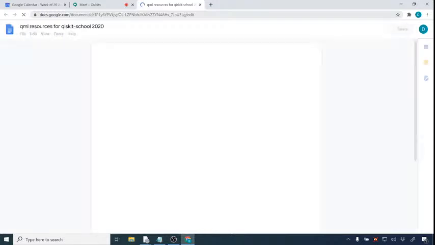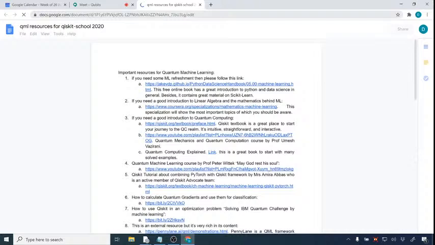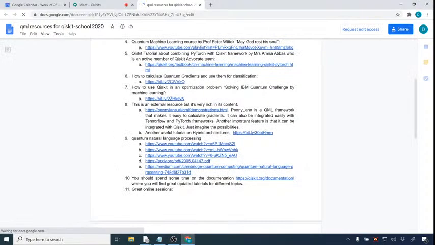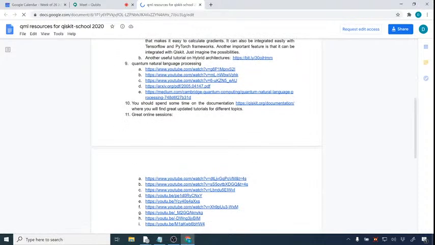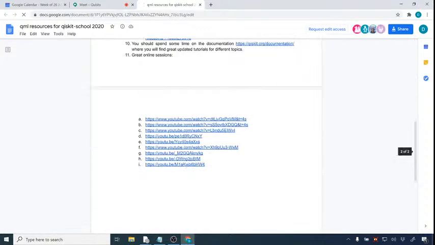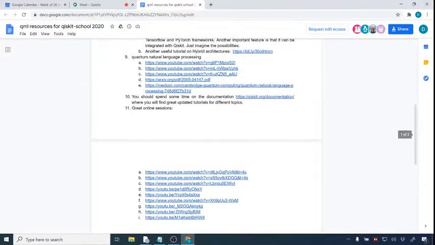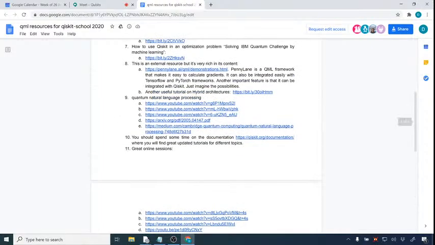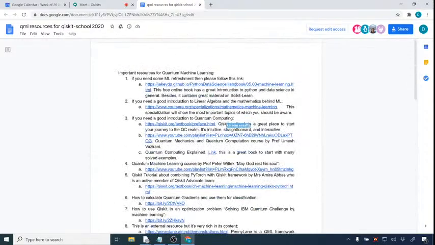I built this list assuming you should at least have some machine learning background. Then in number two you will see some important introduction to linear algebra, which is really crucial in quantum computing, and then some introduction to quantum computing, of course the Qiskit textbook and the course that I told you about, on quantum mechanics and quantum computation.